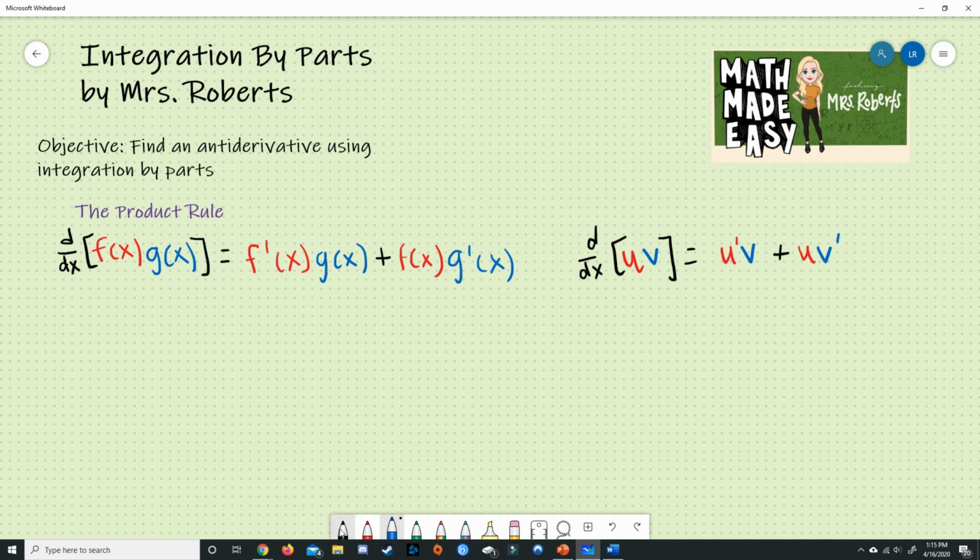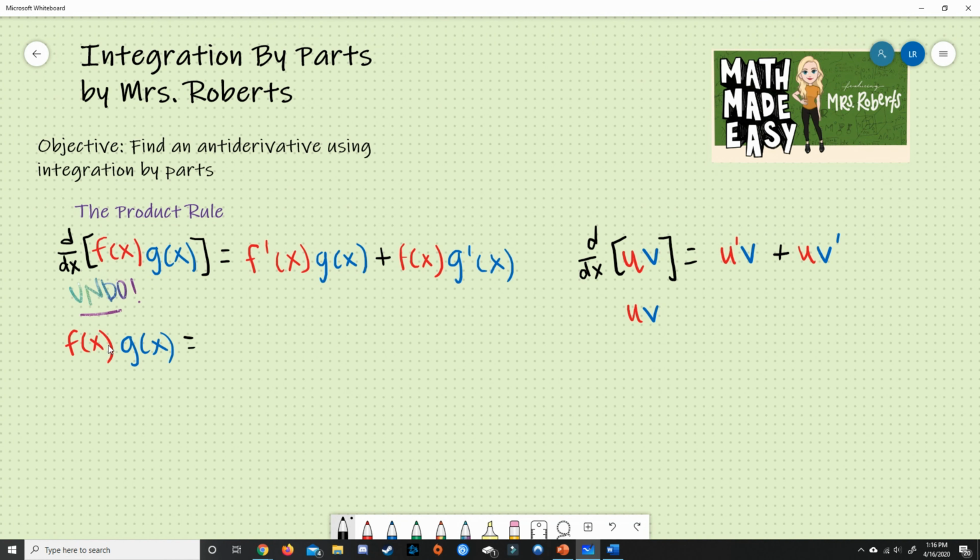So what we want to do now is undo that product rule. In order to undo it, we need to undo the derivative operator, and the operator that undoes the derivative operator is the integral. If I take the integral of the derivative of f of x times g of x, I get f of x times g of x. Or if we like the u's and v's, I get u times v.